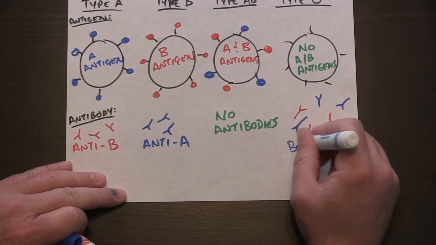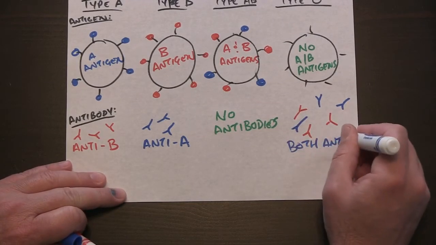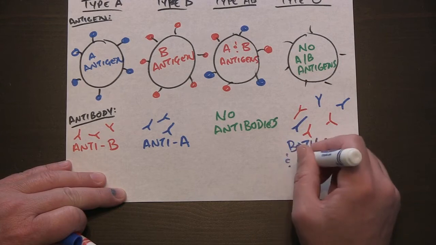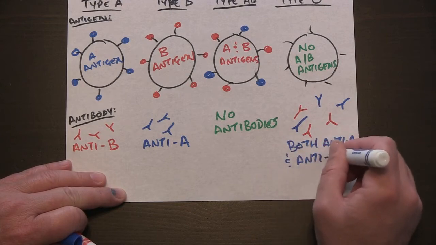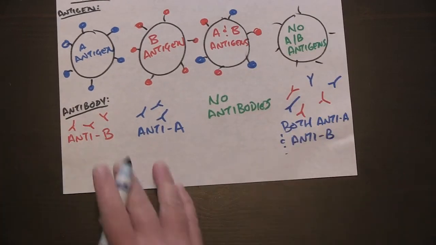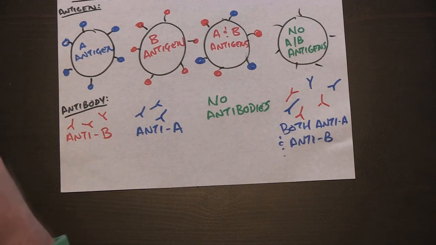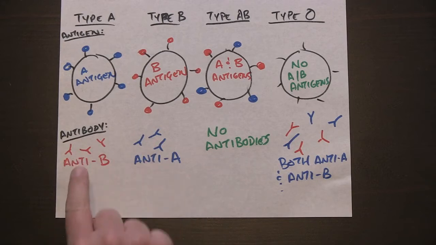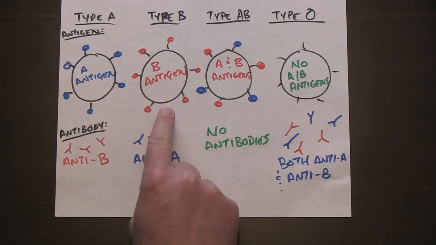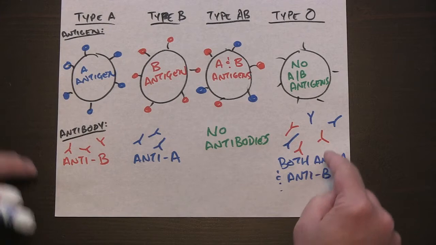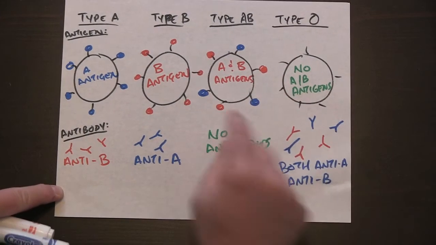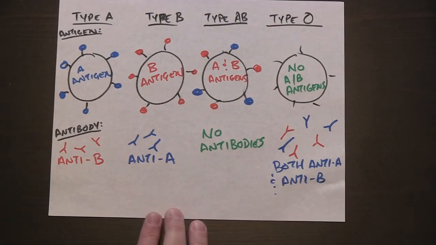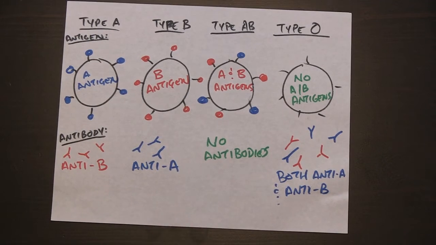It's going to have both anti-A and anti-B antibodies in O blood. So if type O gets A, B, or A and B, these antibodies recognize those antigens and attack it. Okay, it's a little confusing, but if you sit down and draw it out, it might help. In fact, it probably will help.